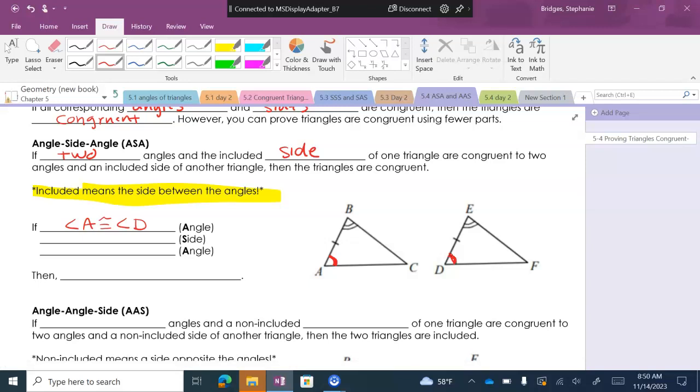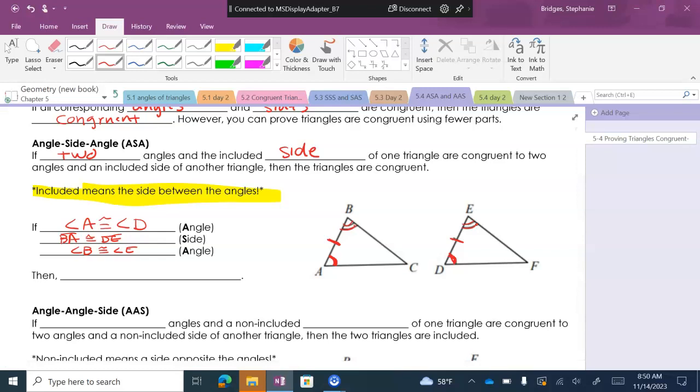And then another side, what sides are marked congruent in my pictures? BA is congruent to DE. Okay, and those are marked here. And then what other angles do you see that are marked congruent? B and E. So angle B is congruent to angle E, and we have that here because there are two curves. Again, two angles and the side in between those have to be congruent.